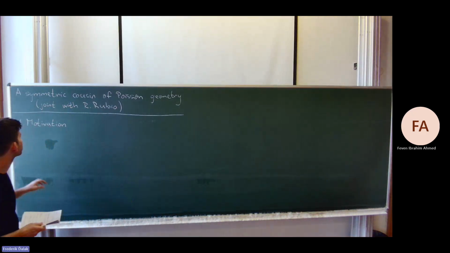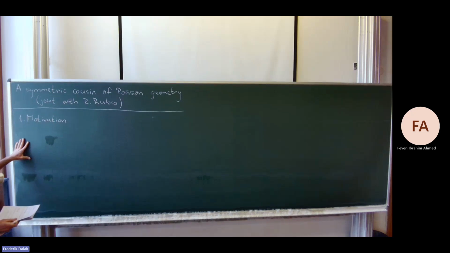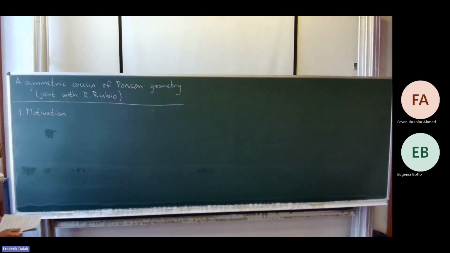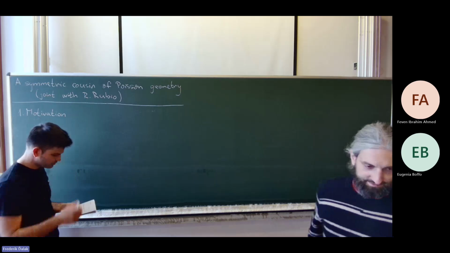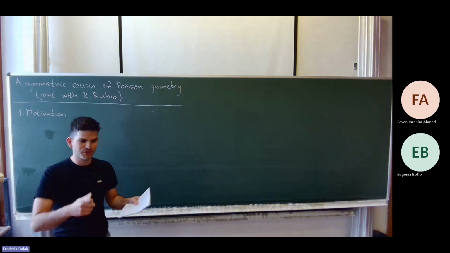So I'm going to tell you something about new geometric structures that we call symmetric Poisson structures. But let me start with motivation, which is actually classical Poisson.